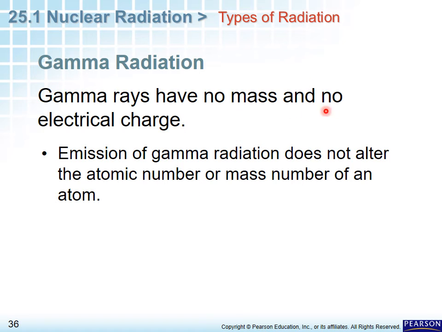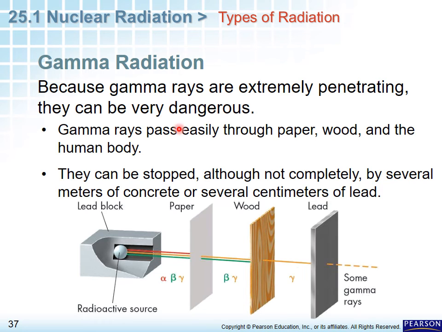Now, gamma rays have no mass and no electrical charge. Emission of gamma radiation does not alter the atomic number or mass number of an atom. Because gamma rays are extremely penetrating, they can be very dangerous. Gamma rays pass easily through paper, wood, and the human body. They can be stopped, although not completely, by several meters of concrete or several centimeters of lead.